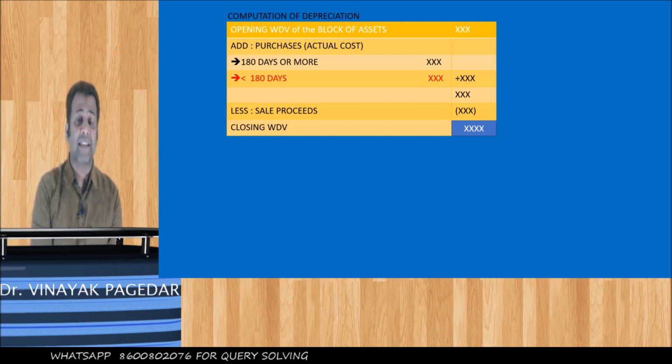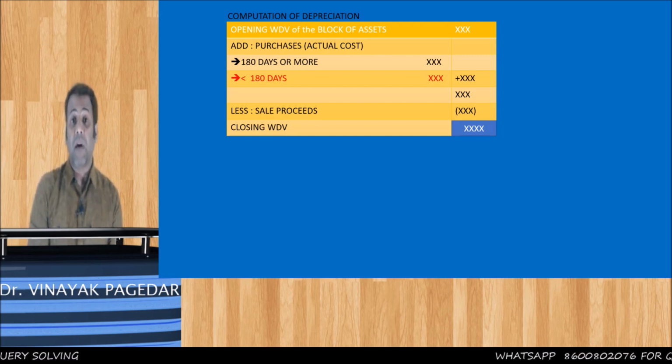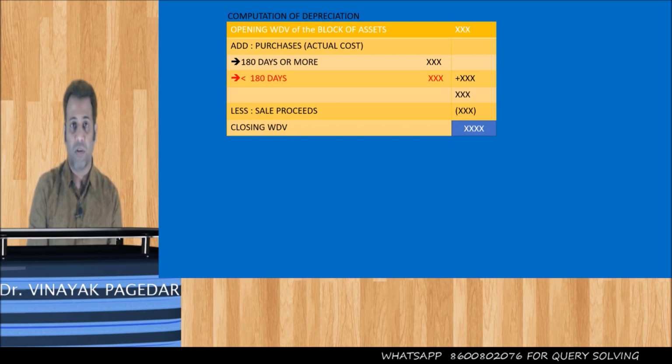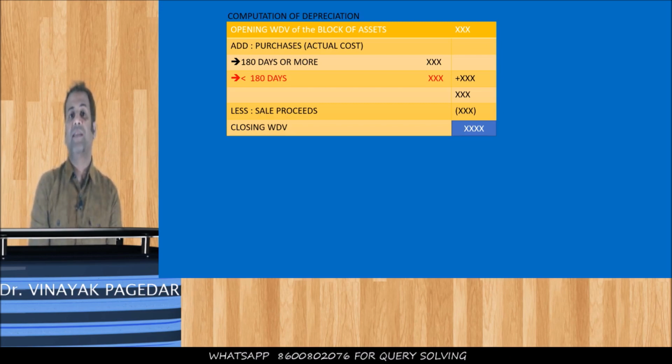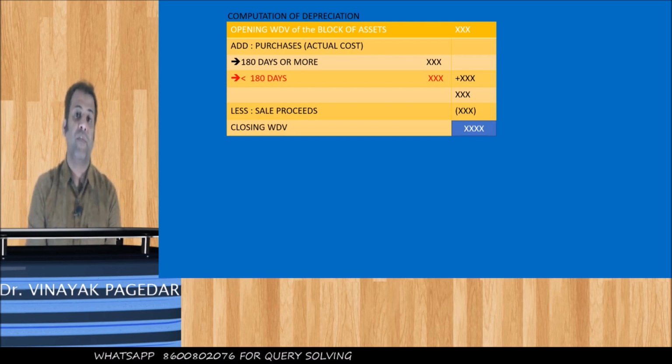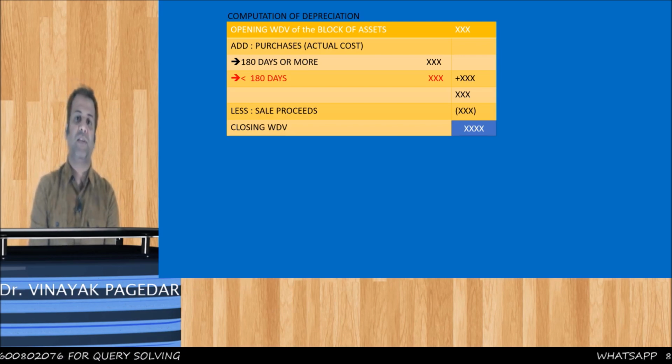If you sell your assets, you recover your cost, and that is why we subtract the sale proceeds of the assets sold. The words of the act are monies payable with respect to assets which are sold, discarded, demolished or destroyed. In simple words, I keep it at sale proceeds. Now, whatever remains is the WDV of the block. We call it the closing WDV.